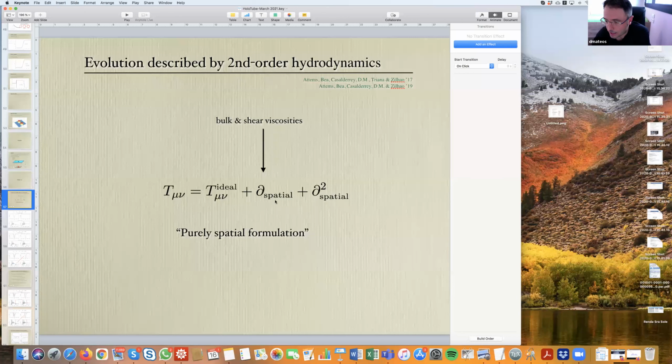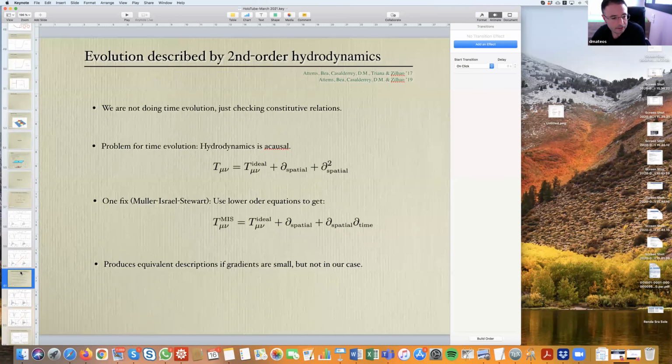Okay? Now, the problem with this is that if you try to use this formulation to do dynamical evolution in hydrodynamics, time evolution, you run into a problem because the theory is not causal, okay? And the time evolution problem is not well posed.